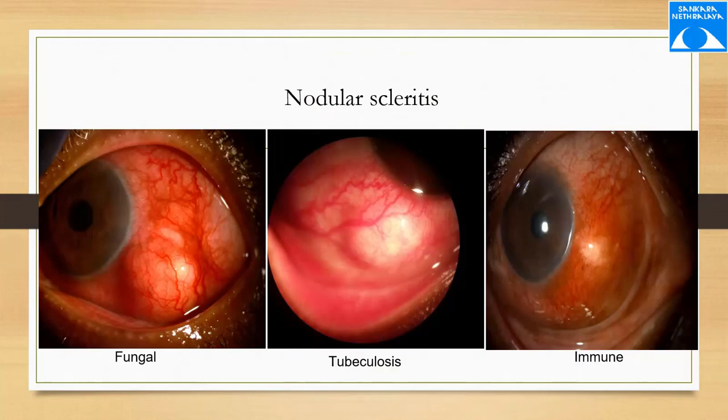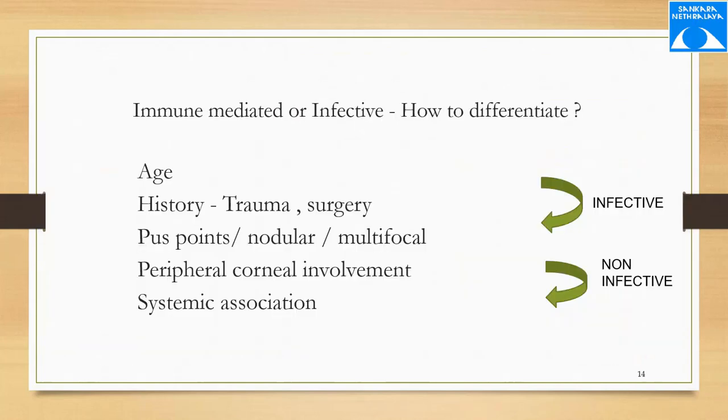The fourth kind of presentation can be somebody like this. You have one which is fungus, one which is tuberculosis, and the other that is immune mediated. So how then are we going to distinguish one from the other? There are a few cues, although there can be overlap between infectious and non-infectious diseases. Age: in elderly patients, the immune-mediated diseases are not very active, but you can have immunosuppression that can make them susceptible to infection. Of course, history of trauma or surgery, but like I said, we saw a case of fungal scleritis where there was no predisposing history of trauma or surgery.